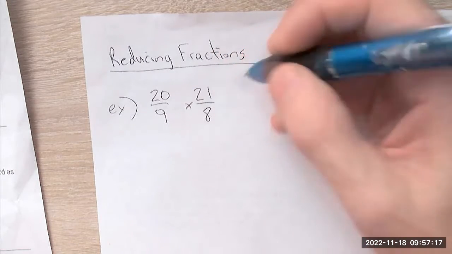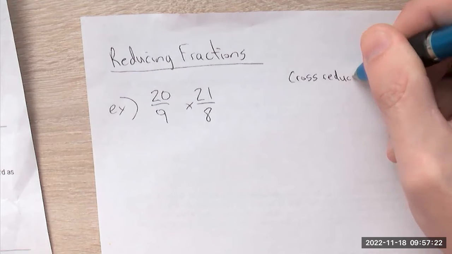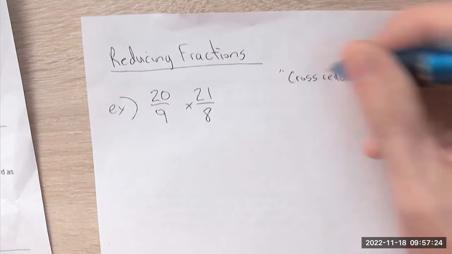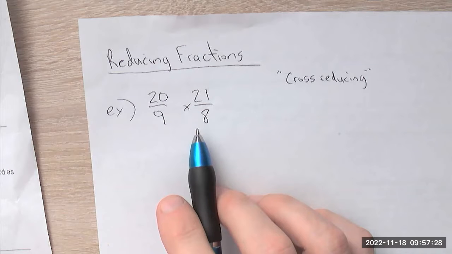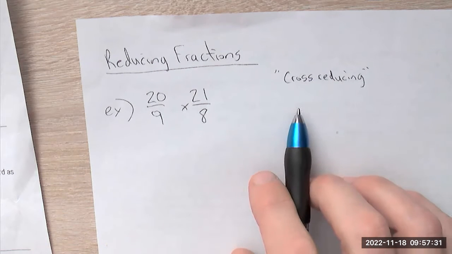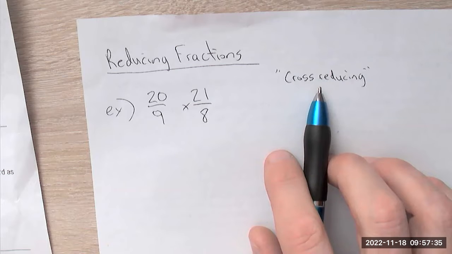I know that if the word, and I'm going to write it here, if cross-reducing makes sense to you, that's the way the book approaches fraction multiplications, and especially with larger fractions like this. But I do it a little bit differently. This is the more efficient way and actually will be faster and for some students easier.